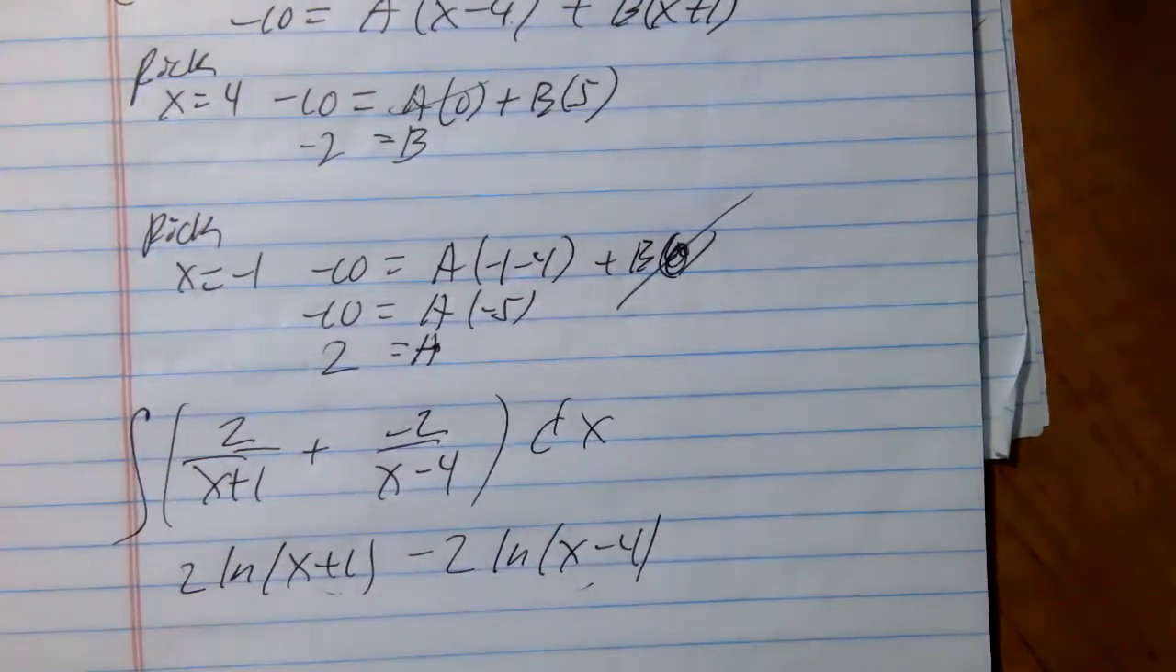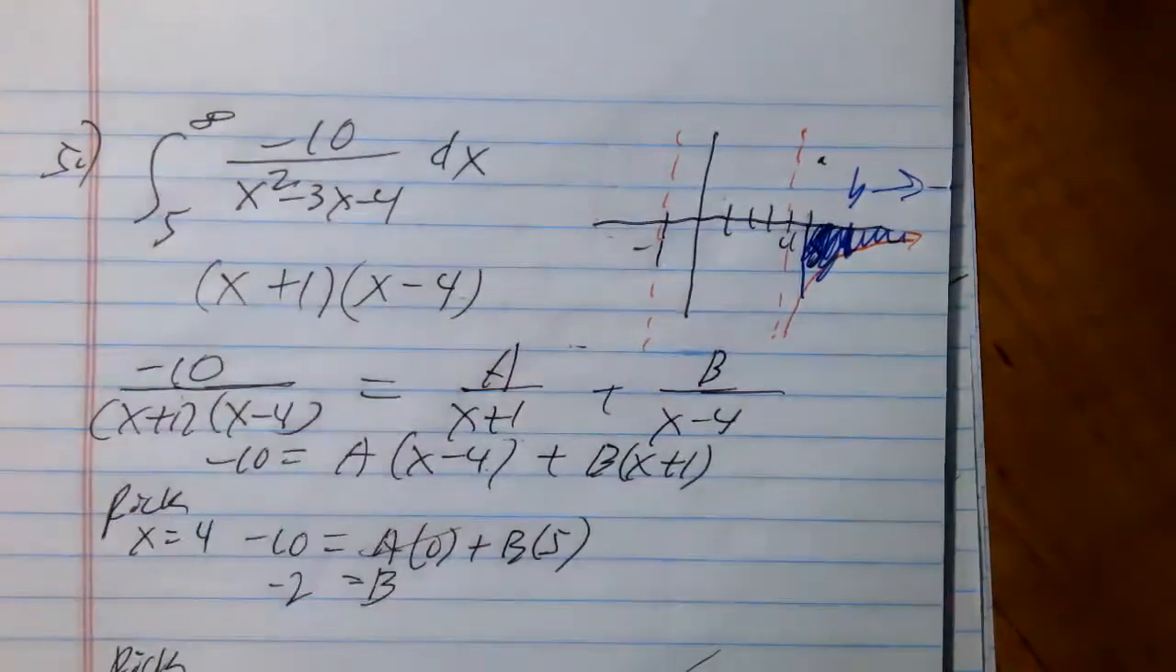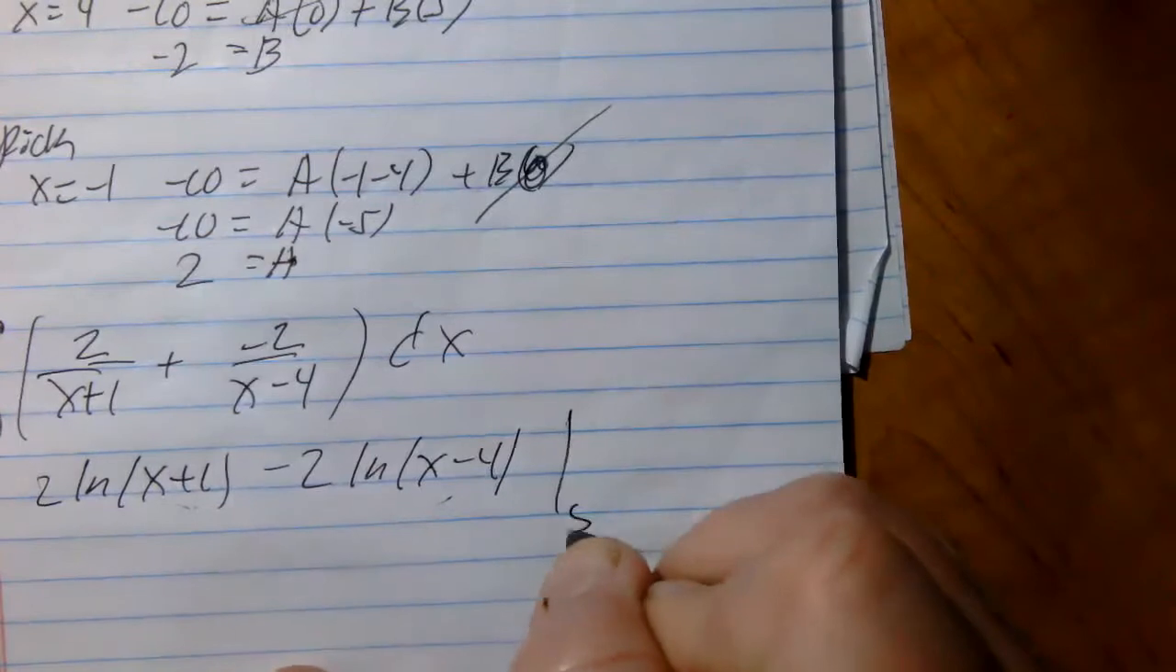The coefficient of the x inside is 1, so I don't need to adjust. Now, normally you would do plus c and you're done. But remember, we are trying to do an improper integral going from 5 to infinity. Oh, I can't do that. Go to b first, right? So what I want to do is go from 5 to b.